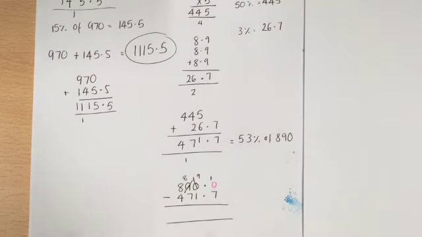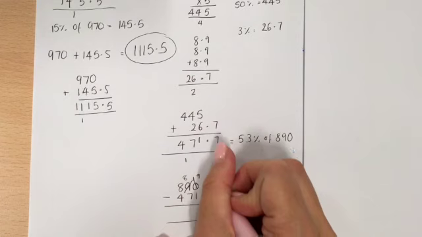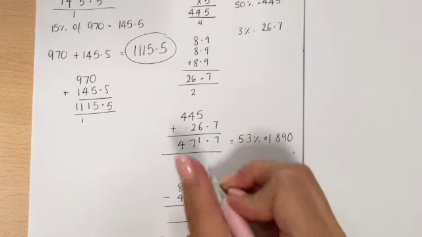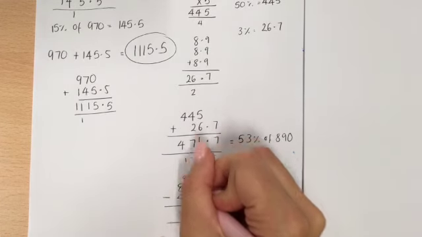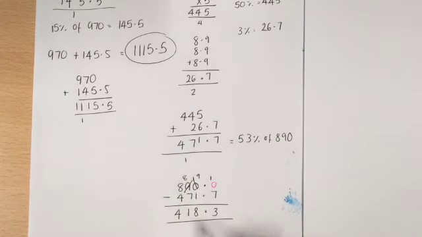With this one, if you're really not sure, I don't mind using a calculator, but it's good to practice these kind of takeaways. So 10 take away 7 is 3, 9 take away 1 is 8, 8 take away 7 is 1, 8 take away 4 is 4. So our answer is 418.3. You have a go at the questions now.